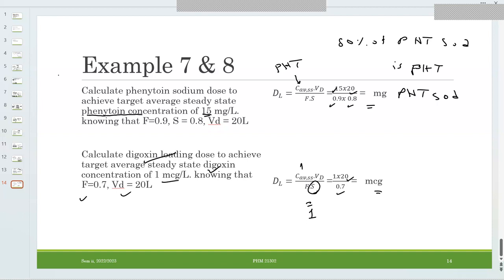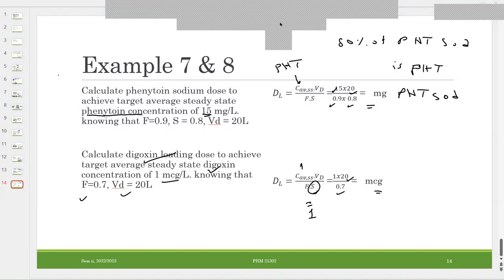Now we finished the multiple dosing, and we can have a 5 minute break, and then we need to continue with another topic. We'll just teach part of it, and then after Eid, inshallah, we continue the remaining part. Okay, let's have a 5 or 7 minute break.